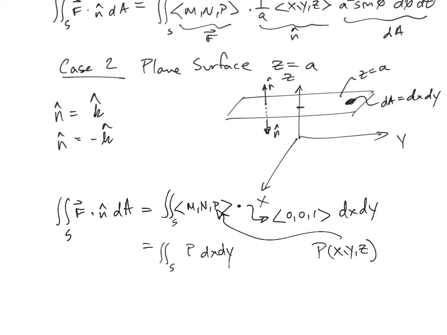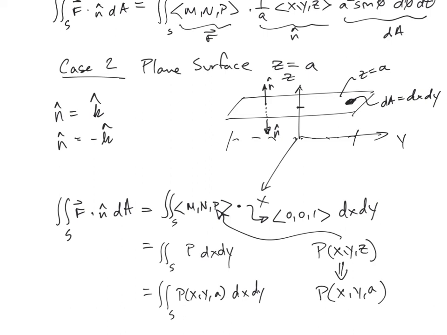But remember, I'm only interested in my vector field F on the surface. And on the surface, what is z equal to? a, right? So wherever I've got a z in this expression, it becomes an a. So this P becomes, I replace all the z's with a in that P. Okay, and the limits of this integral are going to be dictated by how much of this plane z is equal to a I am finding the flux through, right? x is going to have a limit from there to there. y is going to have a limit from here to here, okay? And I do my integral. No big deal.